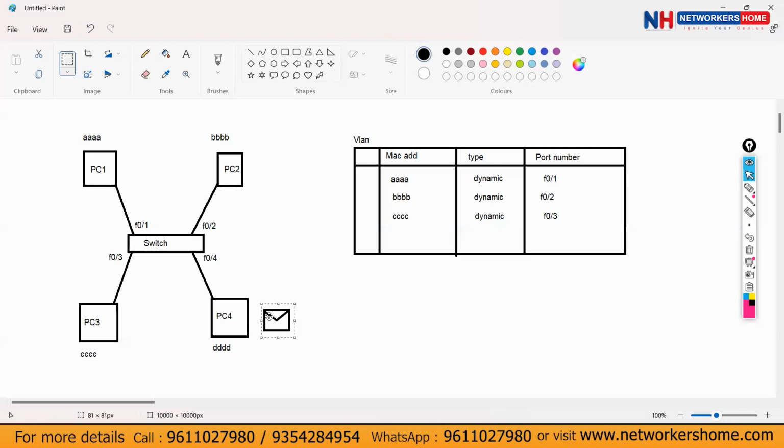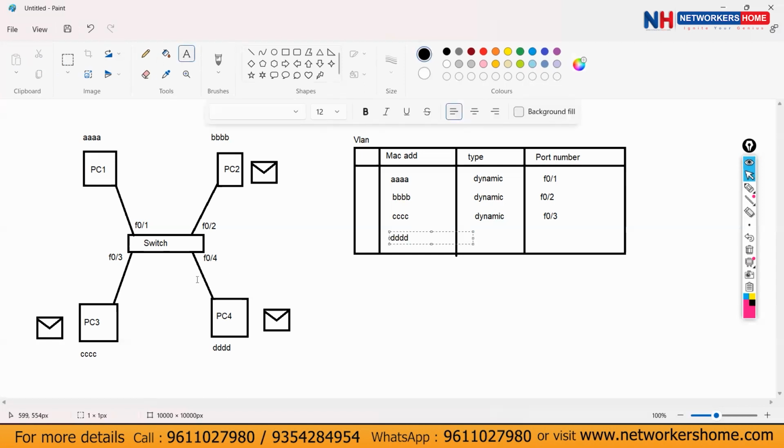The same message will be sent to PC2 and also PC3. But these two PCs will drop this message. PC4 will reply back. Then there will be an entry again. When the switch first receives this message, since there is no DDDD entry, the unicast message is flooded to all the PCs. A unicast message is broadcasted. So this scenario is known as unicast flooding.